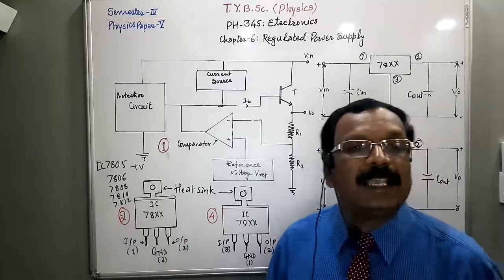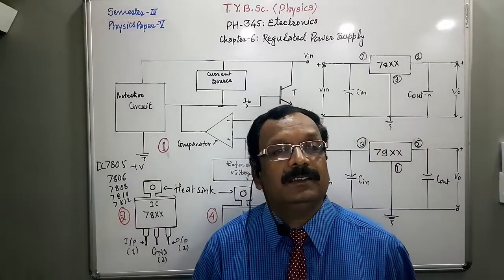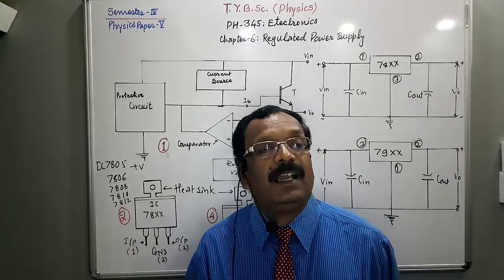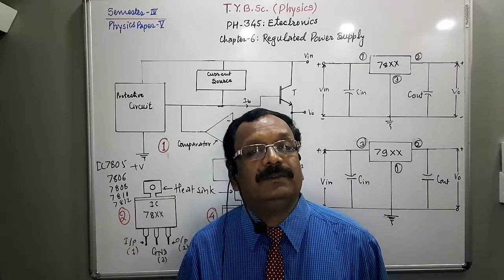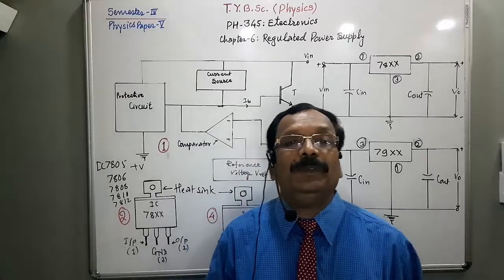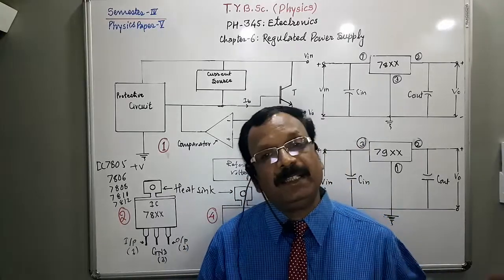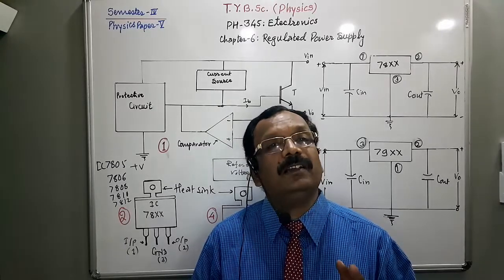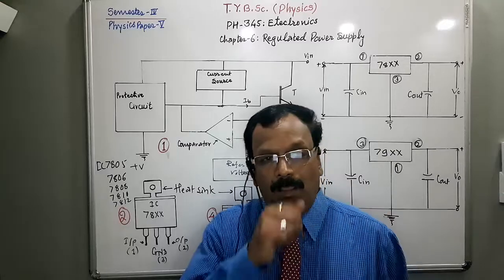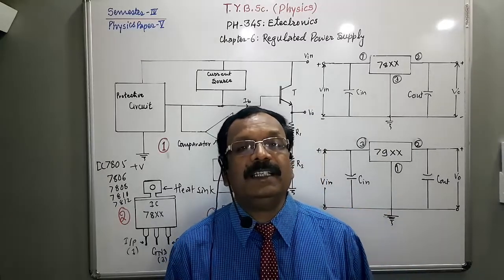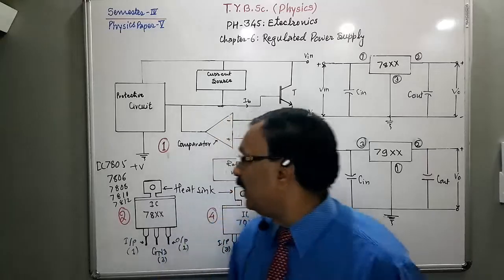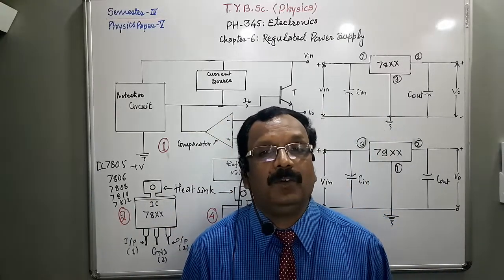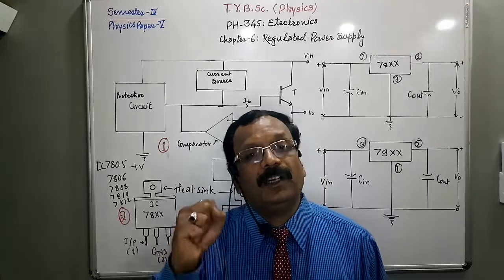Okay. And these ICs, that is 78 series ICs, are available in the market in an aluminum package or plastic package, which will allow load current up to 1 ampere. An adequate heat sink is provided here. For what? To control the heat.